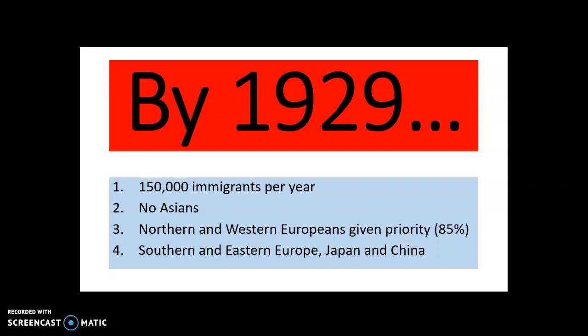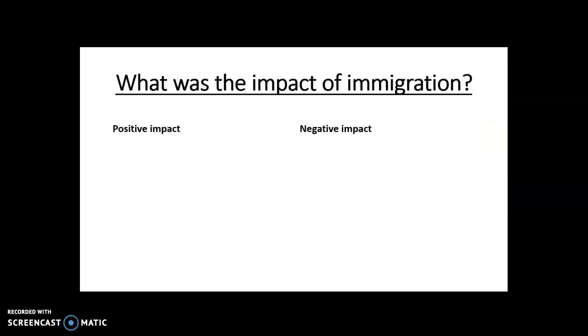And finally, that group that we know were coming in the late 19th, early 20th century, the Southern and Eastern Europeans, the Japanese, the Chinese, they were cut to an absolute minimum. As I say, there were no Asians by the late 1920s coming in.